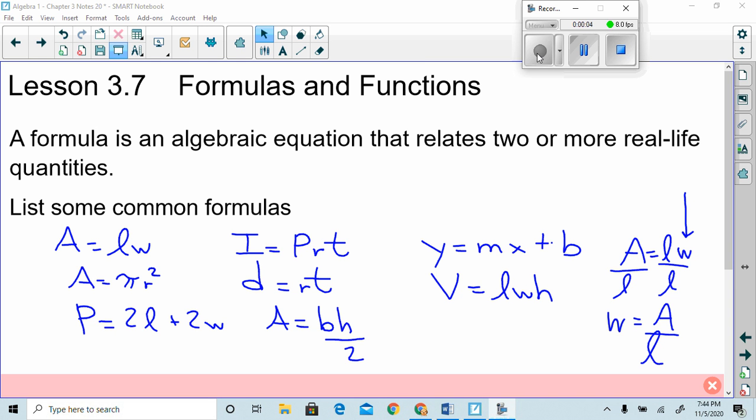Next lesson, we're going to be taking a closer look at formulas and functions. We found out that a formula is an algebraic equation that relates two or more real-life quantities. Some of the common formulas are listed here that we discussed in class last time. We can certainly add to this list, but this is a good start.